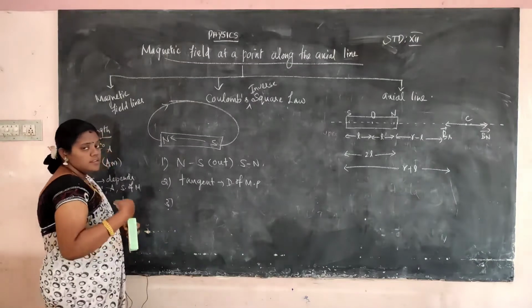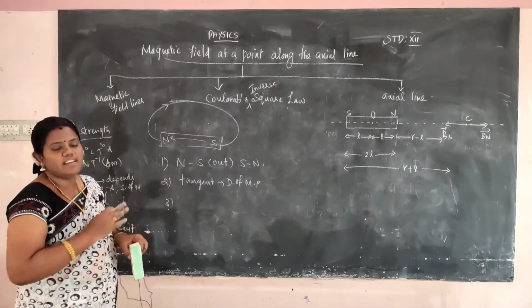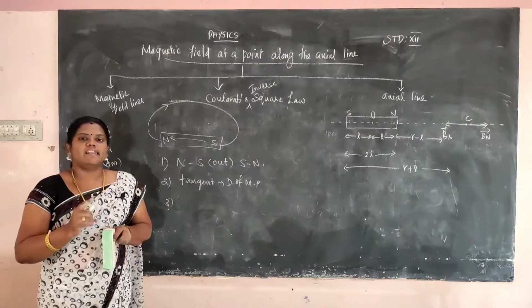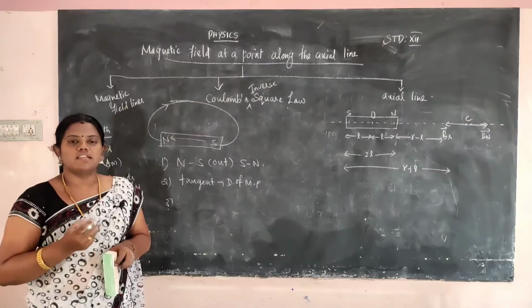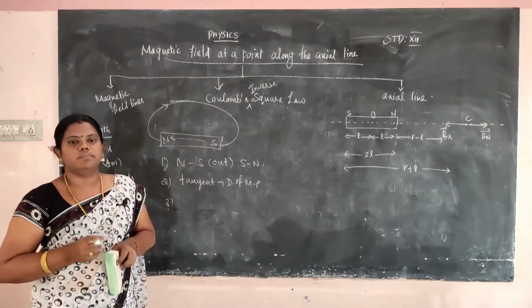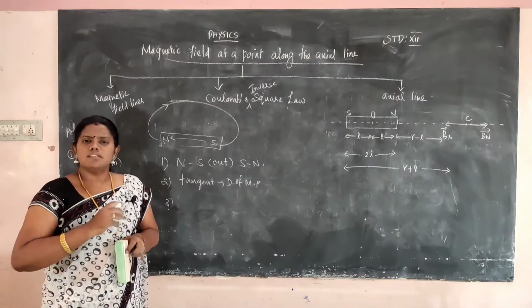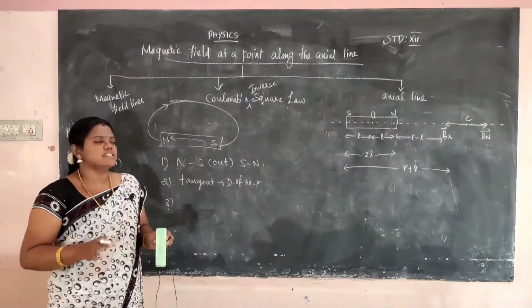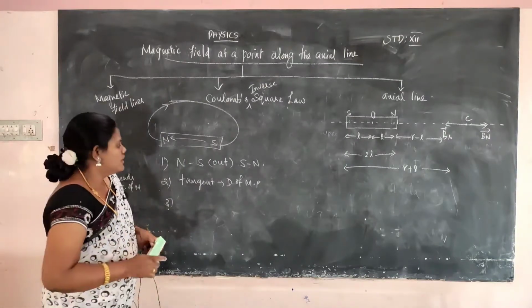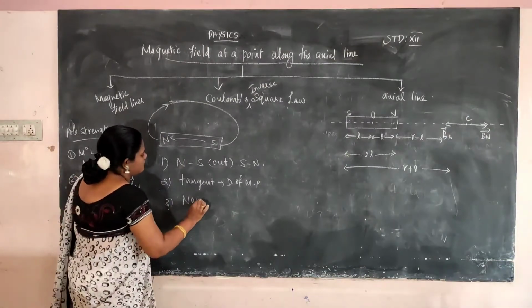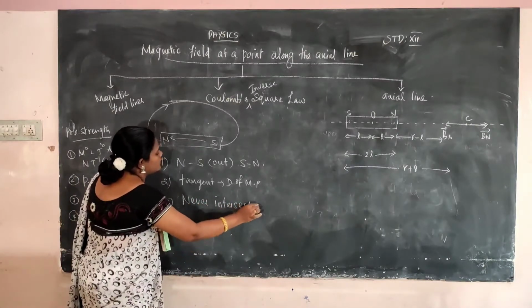Third one: magnetic field lines never intersect. What is the meaning of never intersect? Suppose one line intersects another line. Then the magnetic needle would point in two directions at the same time, and it would have to specify two lines at the same time. This is not possible, so magnetic field lines never intersect. This is the third point.